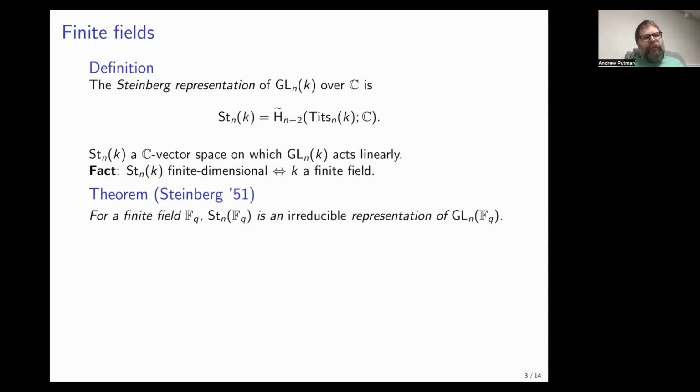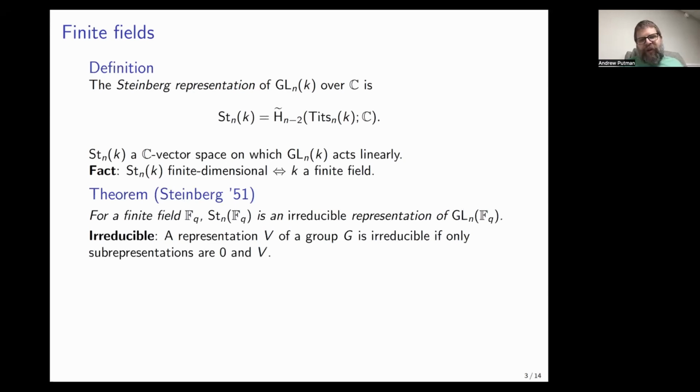Steinberg in 1951 proved that for any finite field F_q, the Steinberg representation of GL_n(F_q) is an irreducible representation of GL_n(F_q). Irreducible, just to remind you, means this: a representation V of a group G is a vector space in which the group G is acting linearly. It's irreducible if it has no interesting subrepresentations. The only subrepresentations are 0 and V. Okay, and so Steinberg proved this for the Steinberg representation.